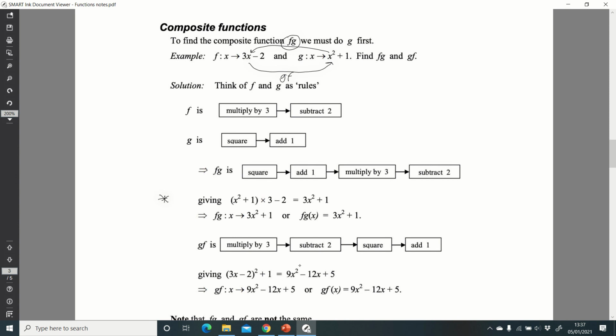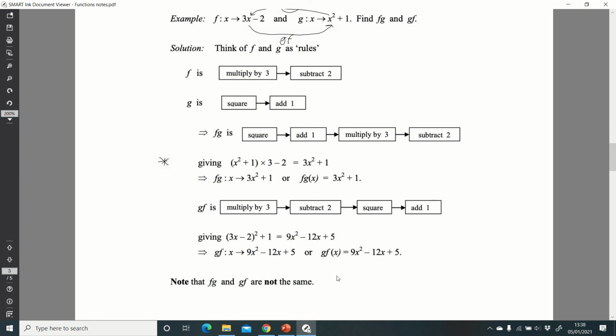And you notice that f of g, which was this, and g of f, which is this, are completely different. They are two entirely different things. They are not the same.